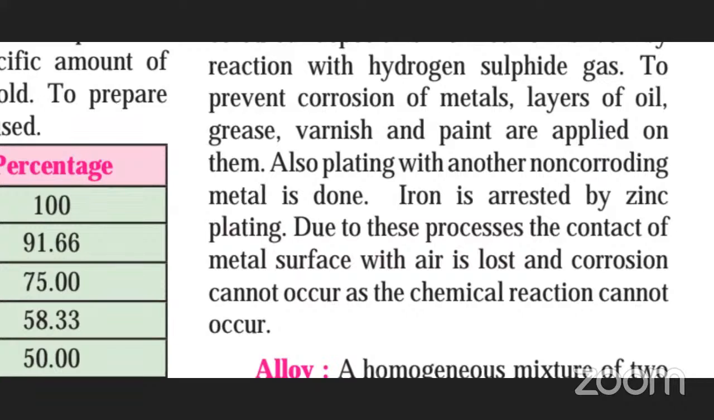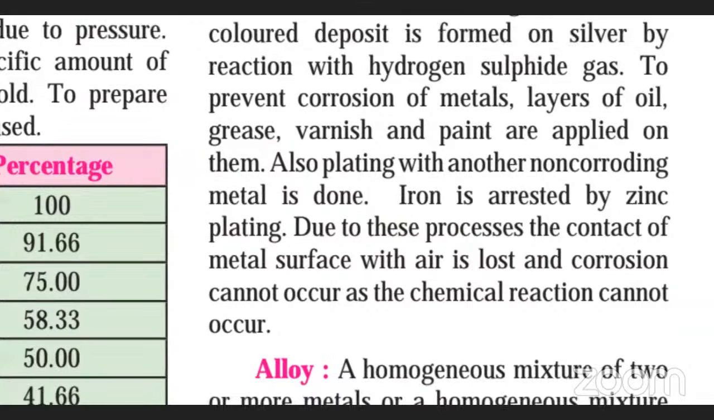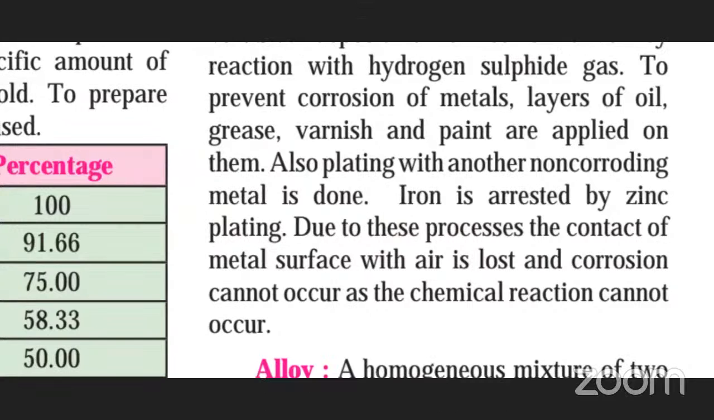Also, one more method is there, that is we can apply a layer of another metal. For example, iron easily gets rusted, so a coating of zinc is applied on the iron so that corrosion is prevented.